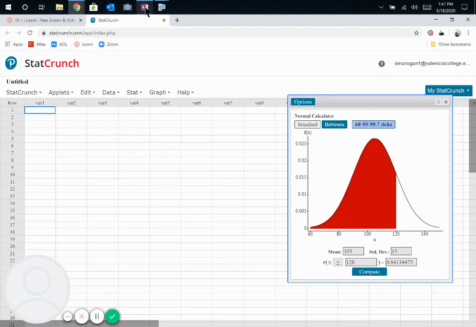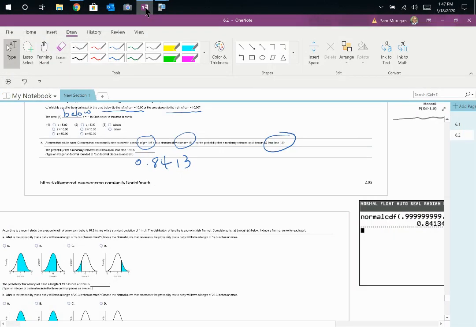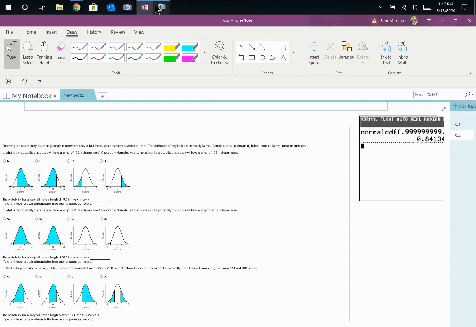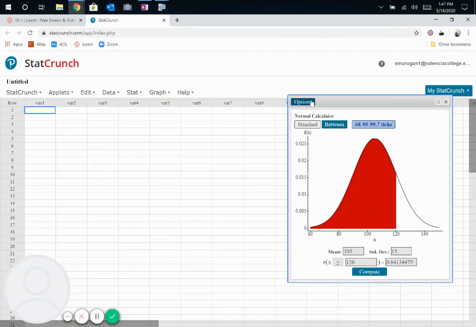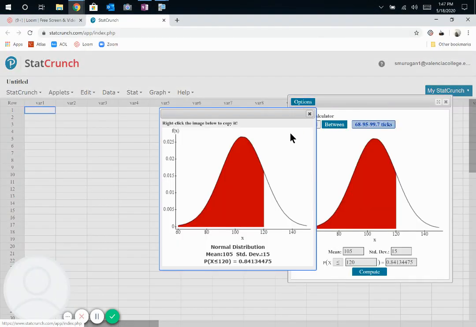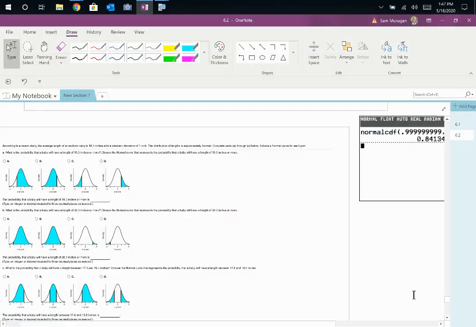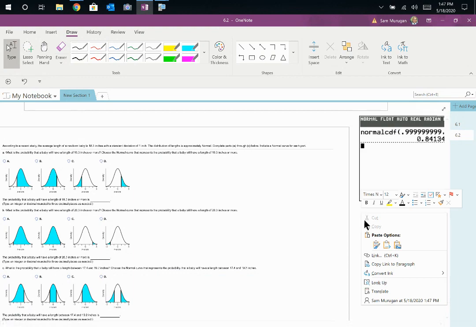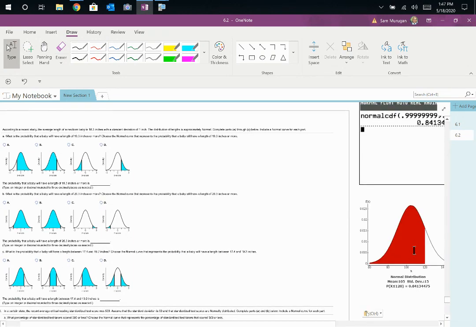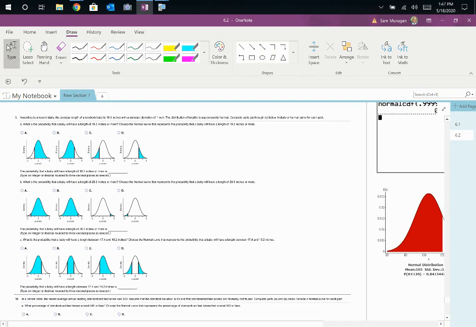Yeah, that's the correct problem, and you get the answer as well using the program. So there's more than one way to get your answer for this. Whatever makes you happy, you can use the StatCrunch program to also get your answer. I'll paste that StatCrunch program. All right, moving right along.